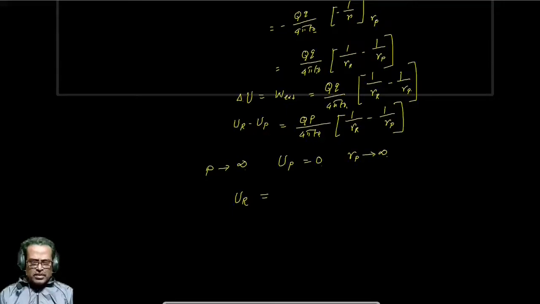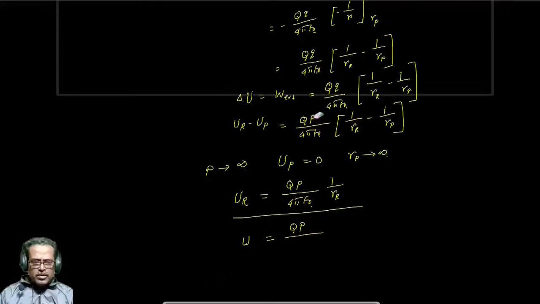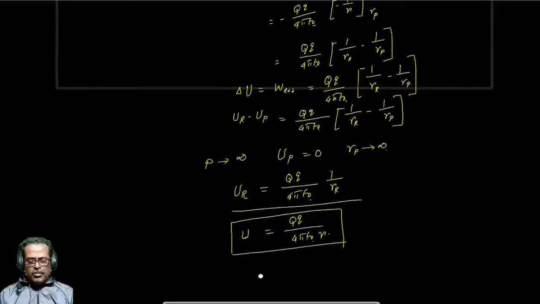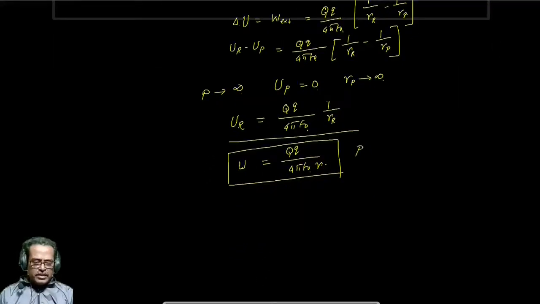So putting this, we can find Qq by 4 pi epsilon 0 into 1 by R. Therefore, from this we can say that the potential energy at a point is equal to Qq by 4 pi epsilon 0 R. Now, this is the potential energy.